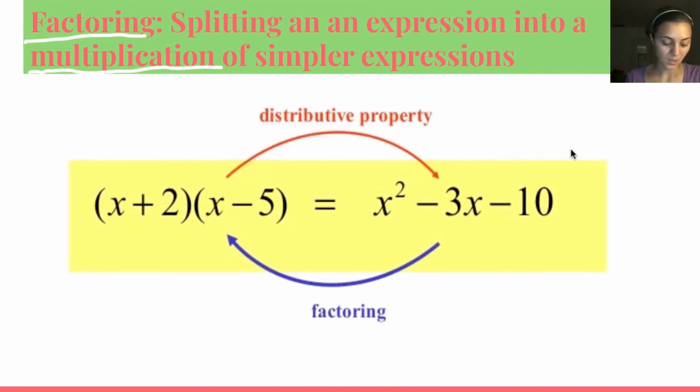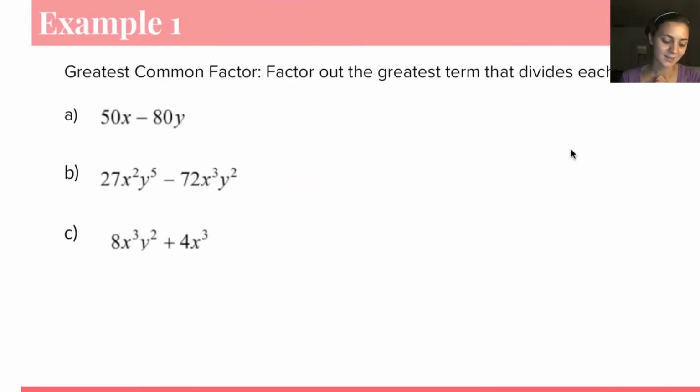And so one way that you can think of it is it's the opposite of the distributive property. So you can see going from left to right, the red arrow shows that in order to expand the expression, you apply the distributive property, and then going right to left, to condense it into simpler expressions that are being multiplied, that is factoring. Okay, so sometimes we will want to expand and distribute, other times we will want to factor and make the terms simpler. So let's review two types of factoring.